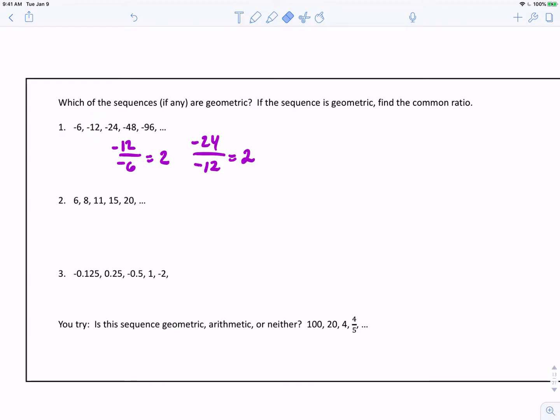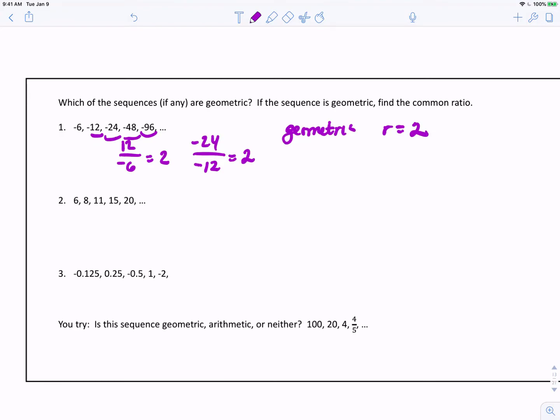Now another way to ask it is, do we always multiply by 2 to get the next number? Well, negative 12 times 2 is negative 24. Negative 24 times 2 is negative 48. Negative 48 times 2 is negative 96. So this is an example of a geometric sequence where the common ratio is 2.